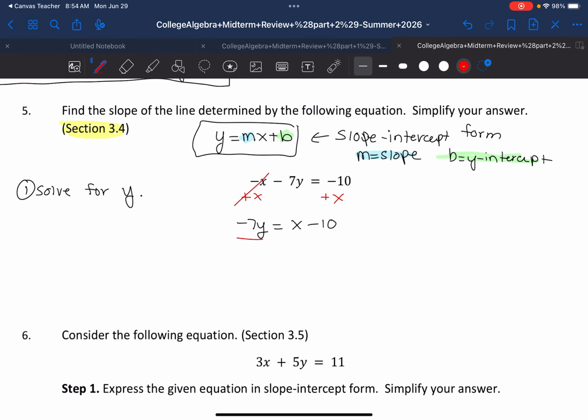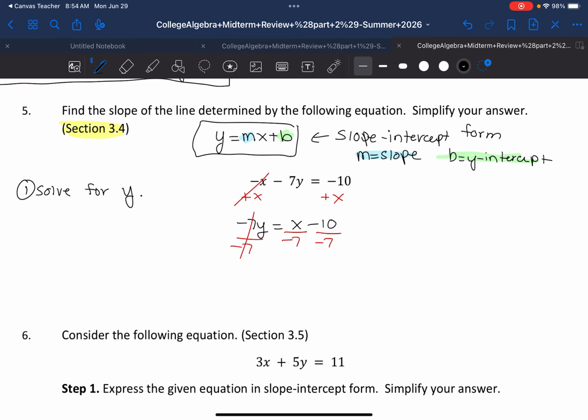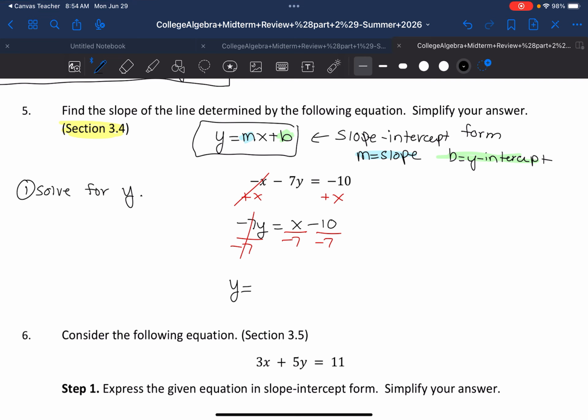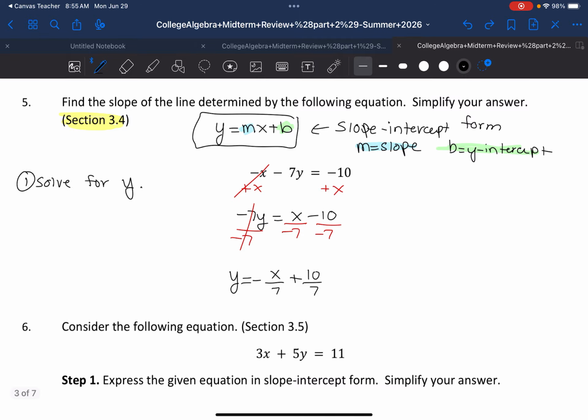Now I'm going to divide both sides by -7, which means I need to divide both of those by -7. Just divide everything by -7 to get y by itself. So that leaves me with y equals x over -7, or you could put the negative on the outside, it doesn't matter. Plus 10 over 7, because you have a negative divided by a negative here, which makes it a positive. Okay, so now we have y by itself.